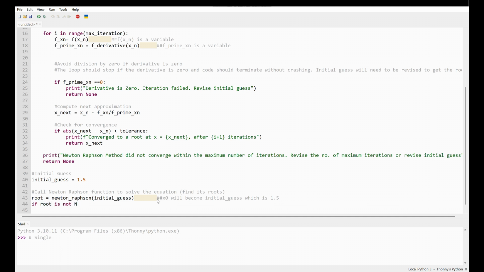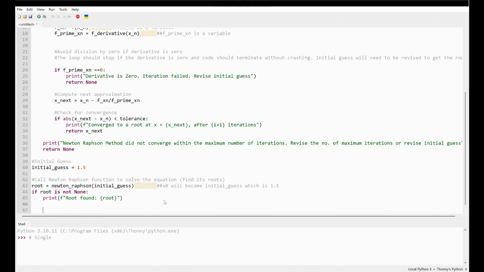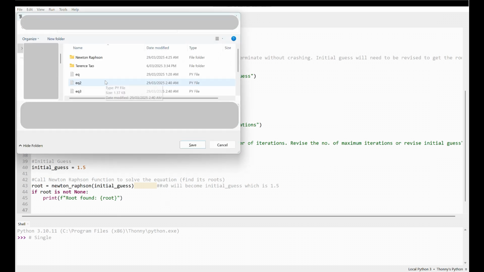Then we'll just print the message root found, and that will be the root, which will be the answer. I will save the file first before I run it. And this message will be displayed after I run the code if the root is valid. If no root is found, this message will not be displayed. I will save the file first before proceeding further.